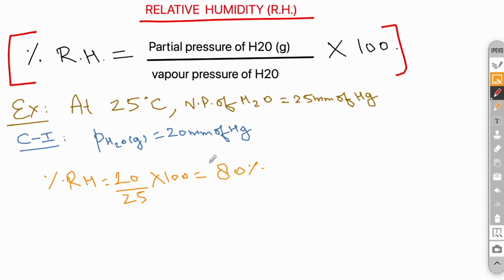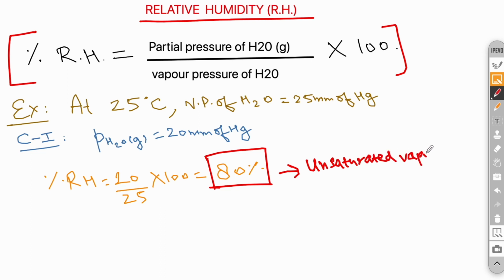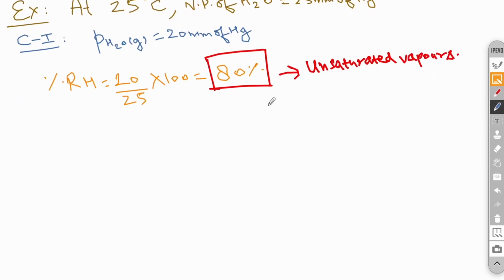So since it's less than 100%, we'll call it unsaturated vapors. Just simply remember the formula for relative humidity. You can simply solve these numericals. This can be asked in JEE Mains as well as in NEET problems.